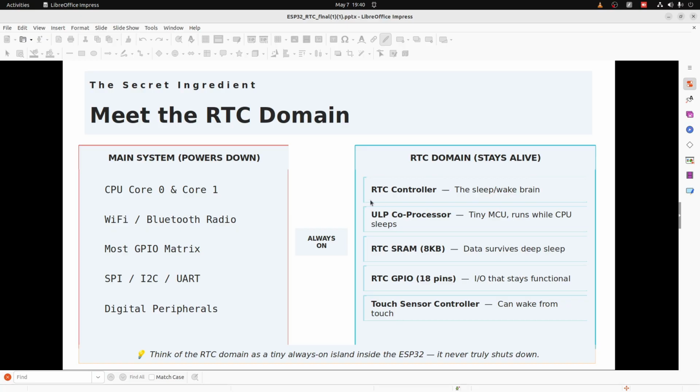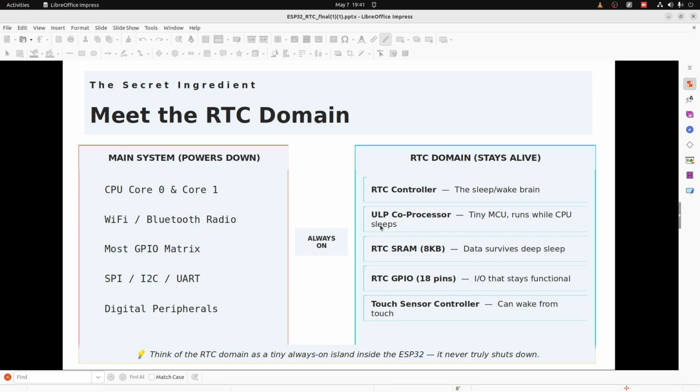The RTC domain is like a tiny always on portion inside the ESP32. It stays alive no matter what. What lives in the RTC domain? 5 things. First, the RTC controller. This is the brain that manages the sleep and wake cycle. It decides when to wake up and what triggered the wake.